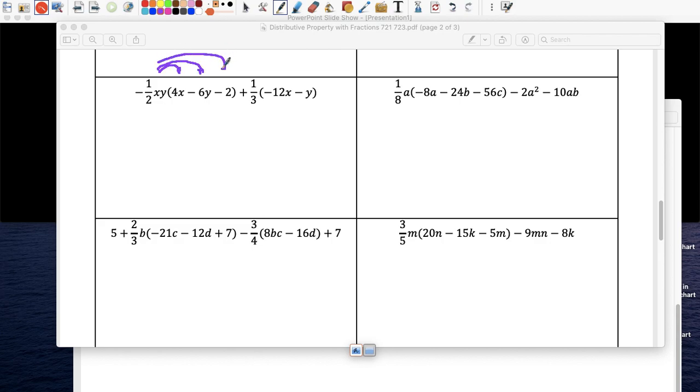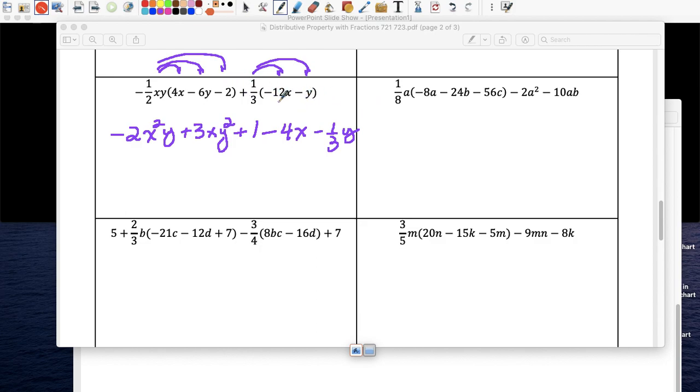This multiplies, and then 1/3 multiplies by everybody here. So this one, it's a half of 4, so it's negative, first of all, negative times a positive, negative. Negative 2x squared y, because x and x is x squared. Plus, because it's negative times a negative, so it's a positive. Half times 6 is 3x, and then y times y, y squared. And the last one, negative half times negative 2 is just plus 1. Next one, 1/3 positive times negative 12 is going to be negative 4x, and 1/3 positive times y is going to be just negative 1/3 y.